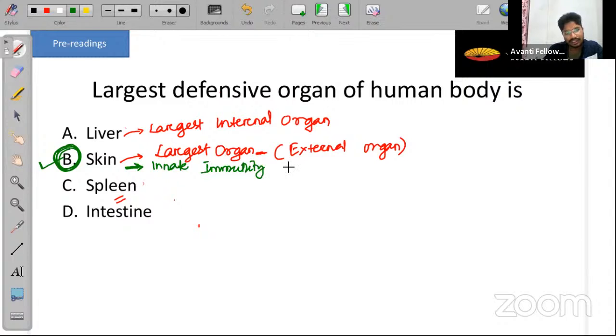और इनेट इम्यूनिटी के अंदर ये आएगा किसके अंदर? दैट इज योर फिजिकल बैरियर, राइट? इट विल कम अंडर फिजिकल बैरियर, राइट? ये हो जाएगा. ओके, आई एम मूविंग टू द नेक्स्ट स्लाइड.